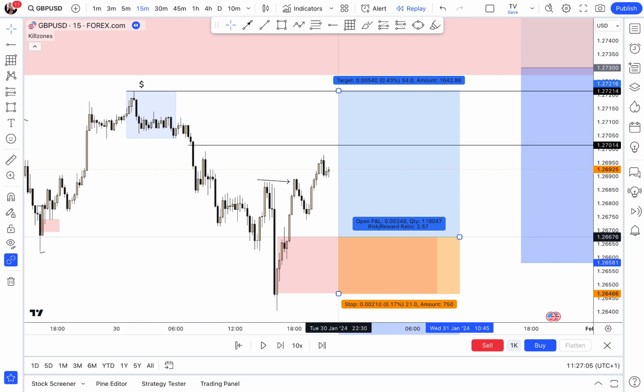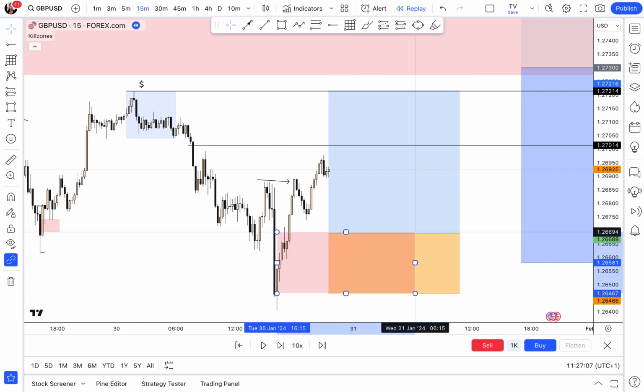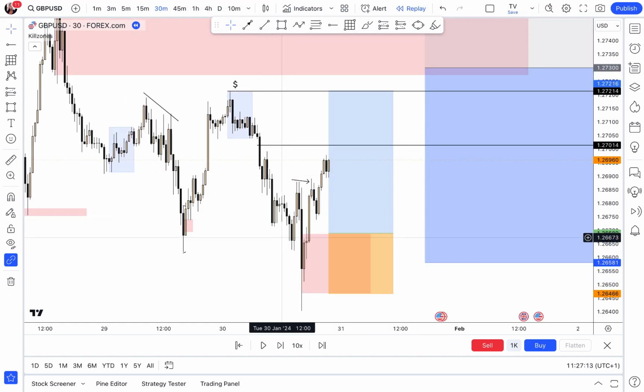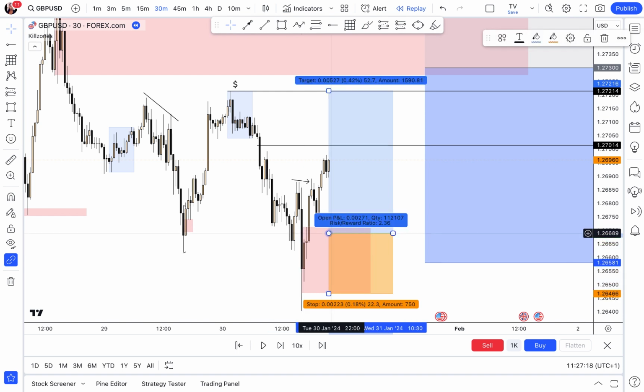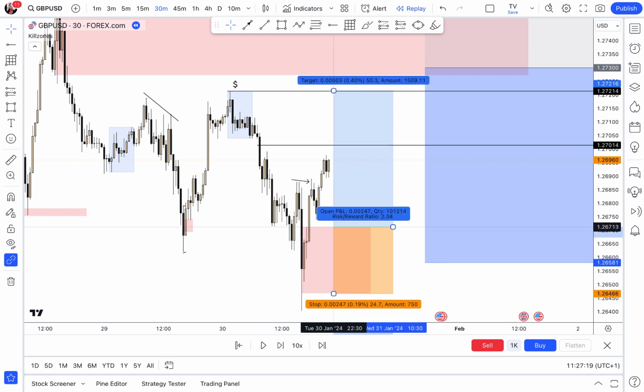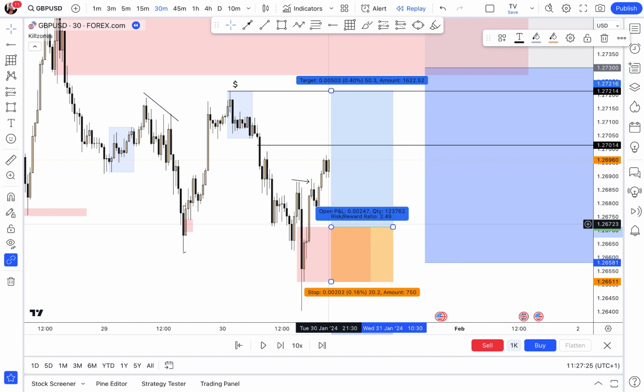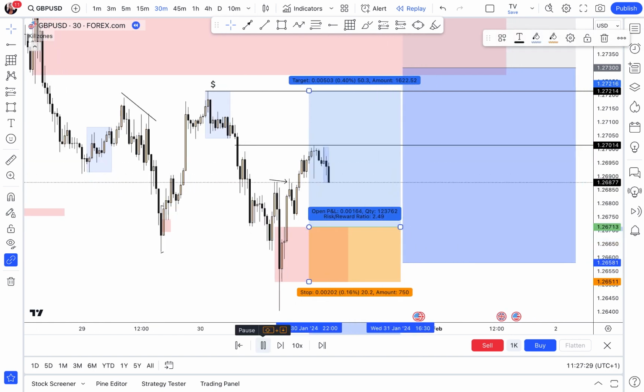Let's see if we'll get tapped in. Let's see what we have on the 30 minutes time frame first. On the 30 minutes time frame, we can push our entry forward, so we can get an entry, but that means I'll be moving my stop loss into this level. It's about 20 pips. So let's see what we have. Are we going to be tapped in?